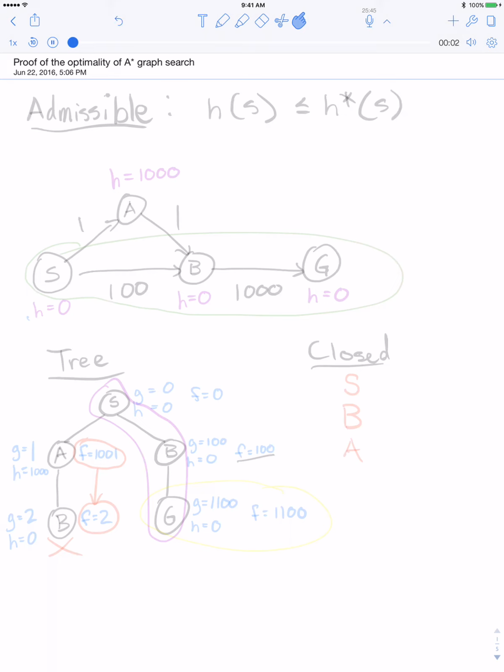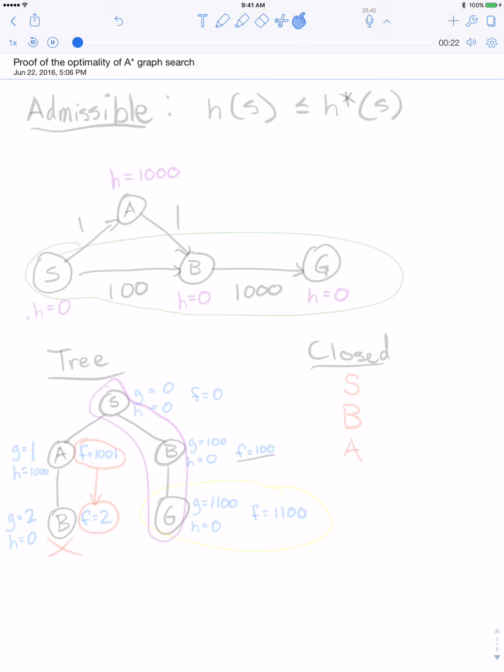Hi everyone. In this video, we're going to go over in a little more detail the proof that consistency is sufficient for A-star graph search to be optimal. Before we get to that, I want to first address why admissibility, which we used in the case of A-star tree search, is not sufficient for A-star graph search.